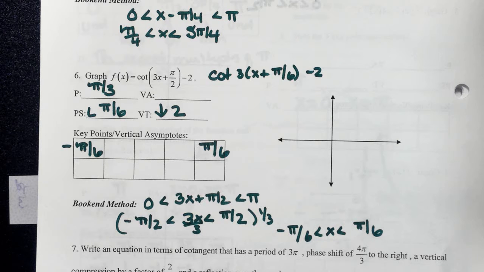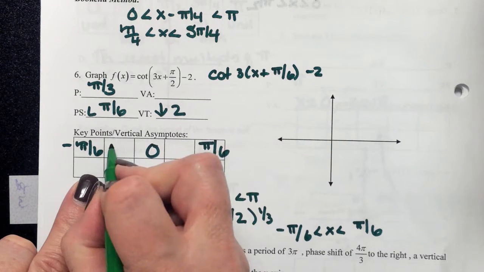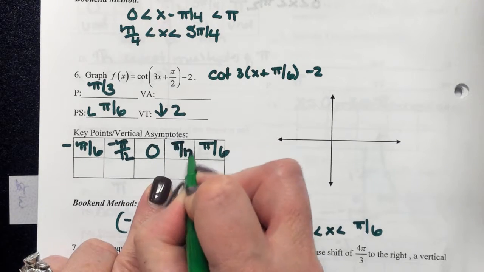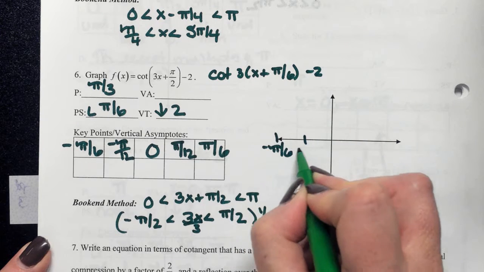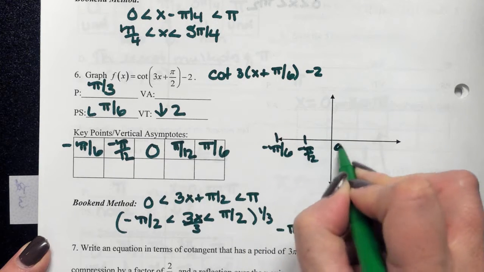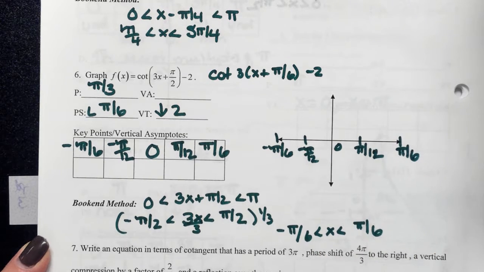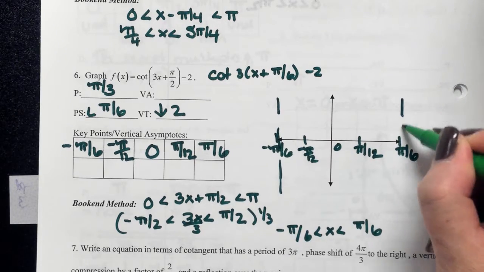What's the midpoint between negative pi over 6 and pi over 6? 0. Midpoint between negative pi over 6 and 0 is negative pi over 12. And then the midpoint between 0 and pi over 6 will be pi over 12. So I can label my x-axis. Where are my asymptotes? Pi over 6 and negative pi over 6.